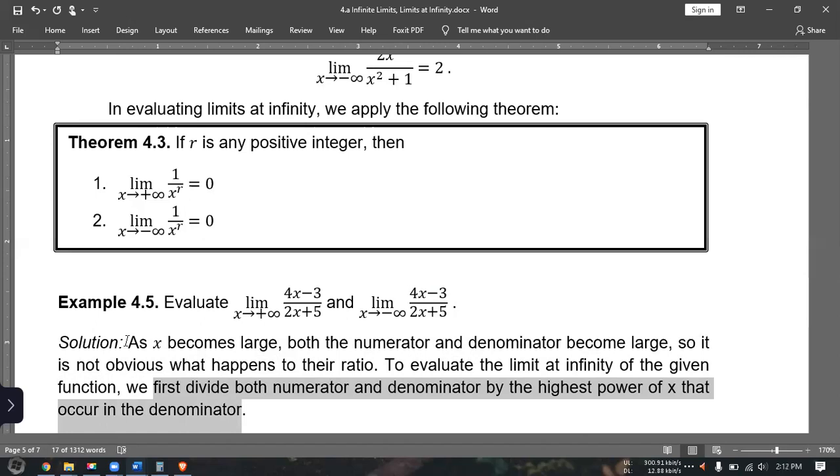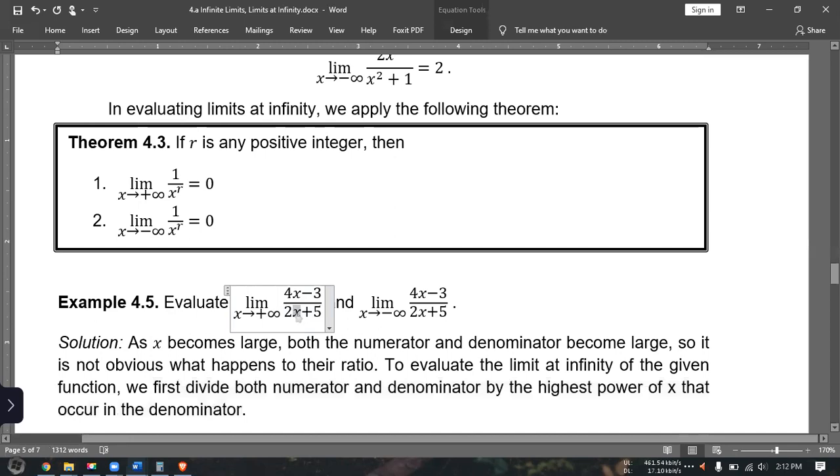In evaluating limits at infinity, we have to divide both our numerator and denominator by the highest power of x in our denominator. So, let's observe, what is the highest power of x?